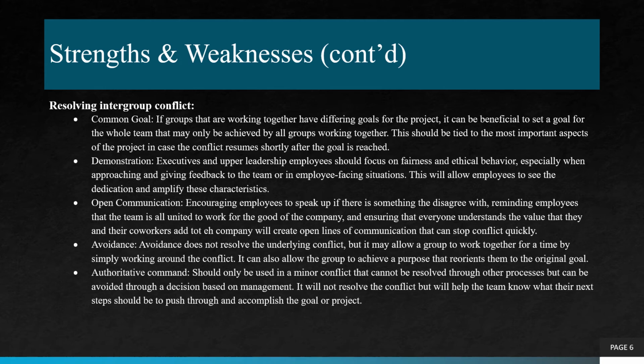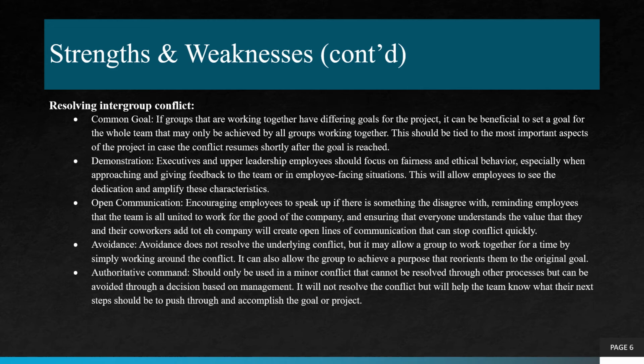Strengths and weaknesses continued. Resolving intergroup conflict. Here are a few approaches to resolving the intergroup conflict. Common goal. If groups that are working together have differing goals for the project, it can be beneficial to set a goal for the whole team that may only be achieved by all groups working together. This should be tied to the most important aspects of the project in case the conflict resumes shortly after the goal is reached.